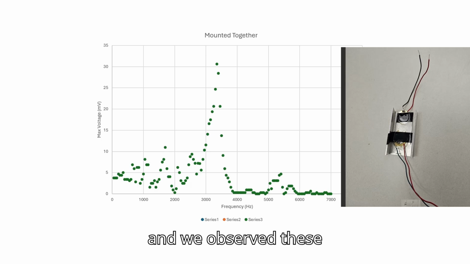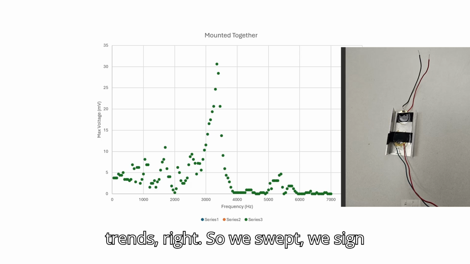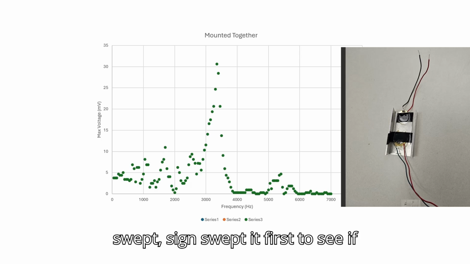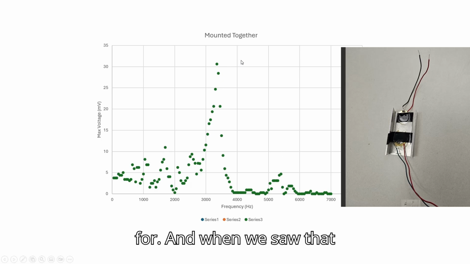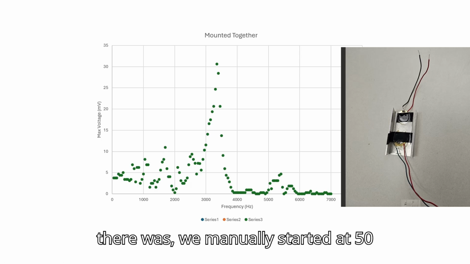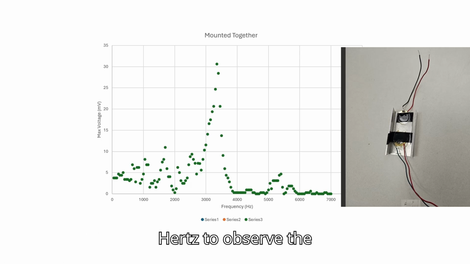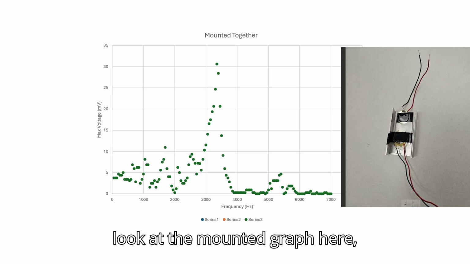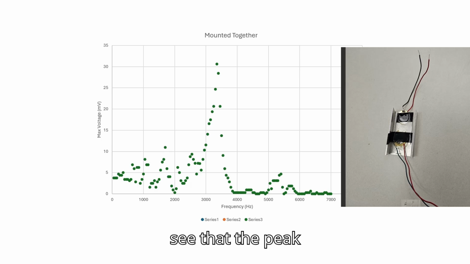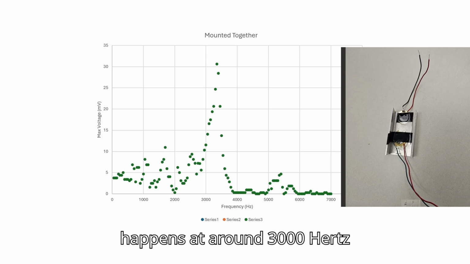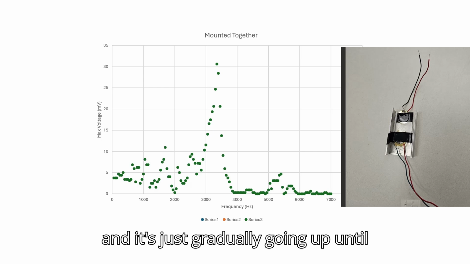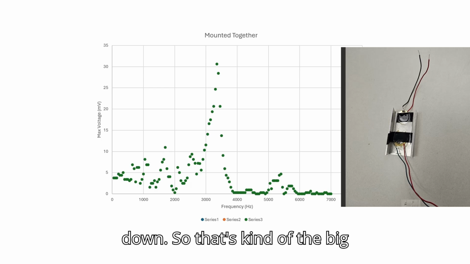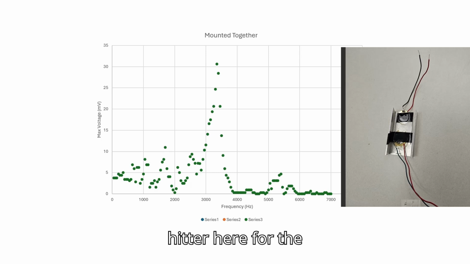And we observed these trends. We sine swept it first to see if there was anything to even be searching for. And when we saw that there was, we manually started at 50 hertz and went all the way up to 10,000 hertz to observe the trends. If we look at the mounted graph here, the peak happens at around 3,000 hertz. It's gradually going up until that point, and then it starts to go down. So that's kind of the big hitter here.